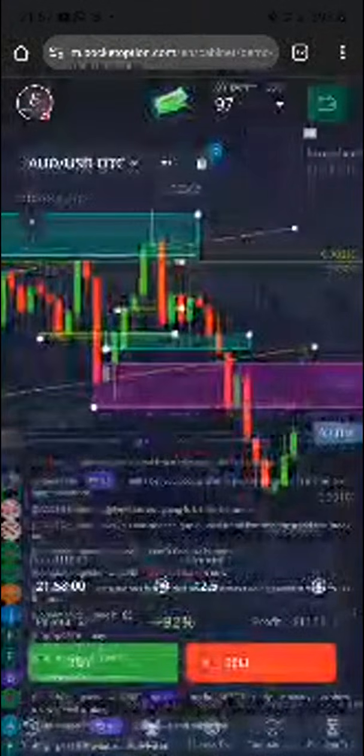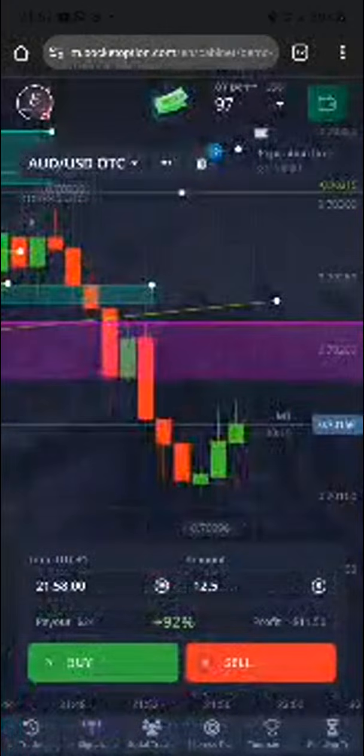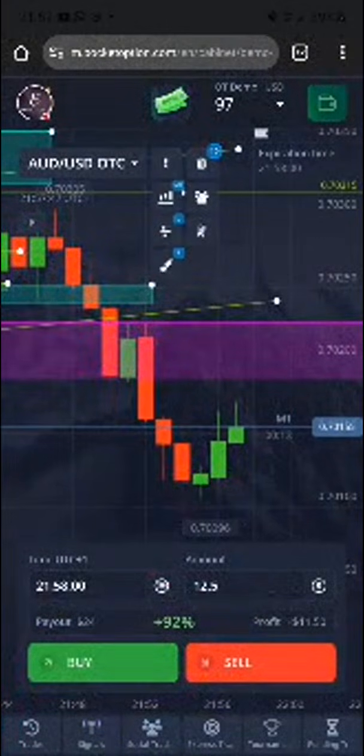You understand? We just passed a QM zone right now. So right now we have another zone. If price comes here, we can go with the sellers again. Let me check the lower time frame.